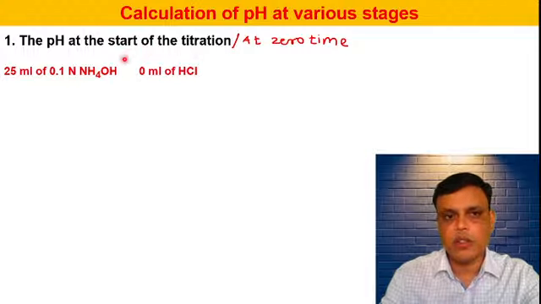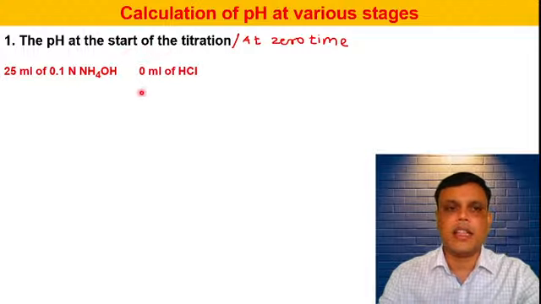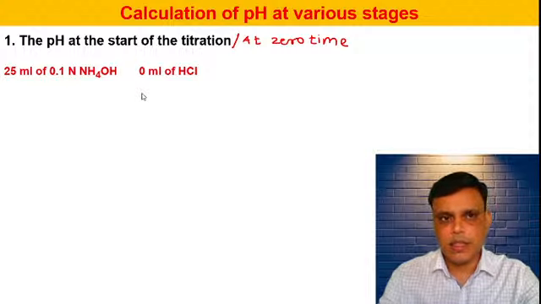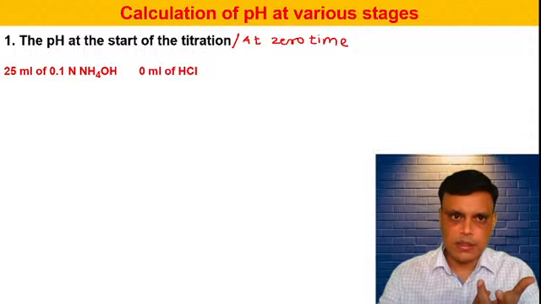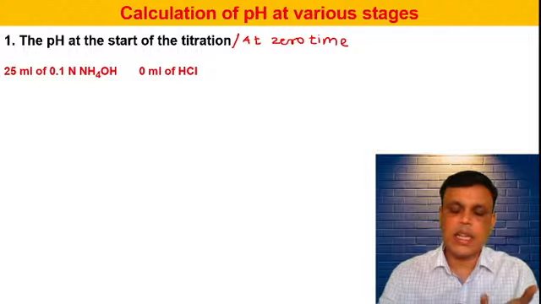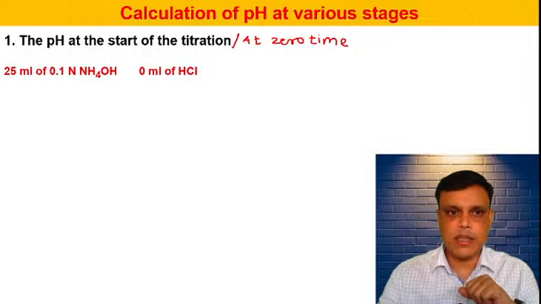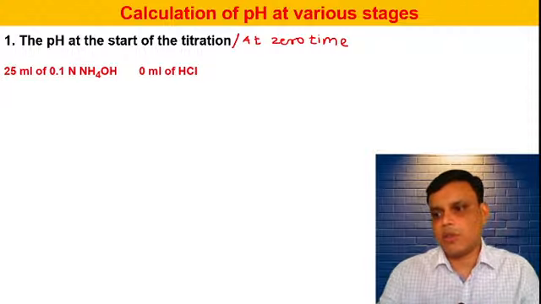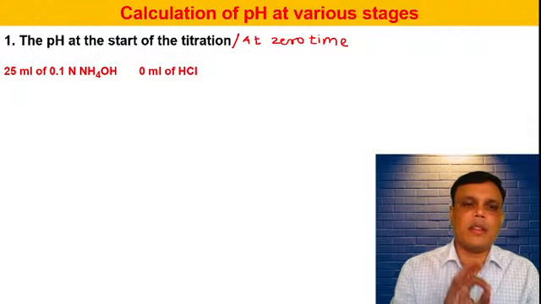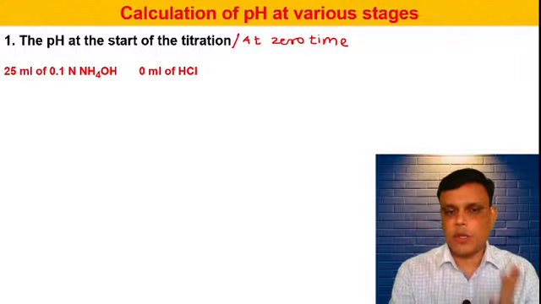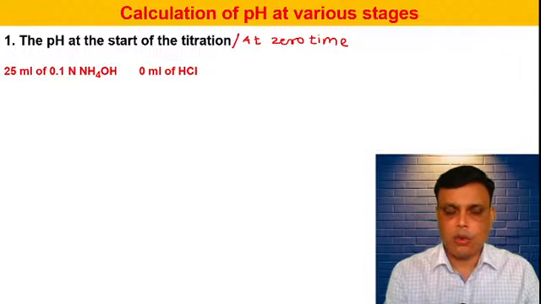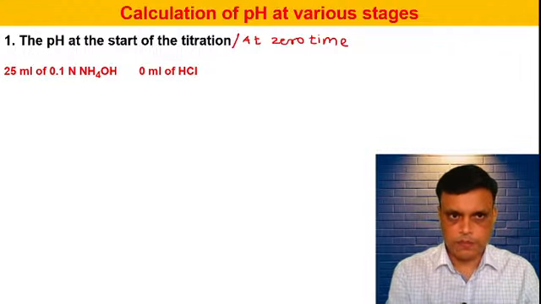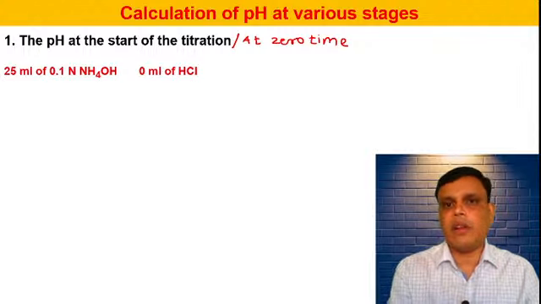At the starting point 0 ml of HCl is there. That means your solution is basic, correct. Only ammonium hydroxide is there. That means your solution is basic, which means your solution contains OH minus ions. So we will find out the concentration of OH minus ions present in the conical flask at the starting of your experiment.